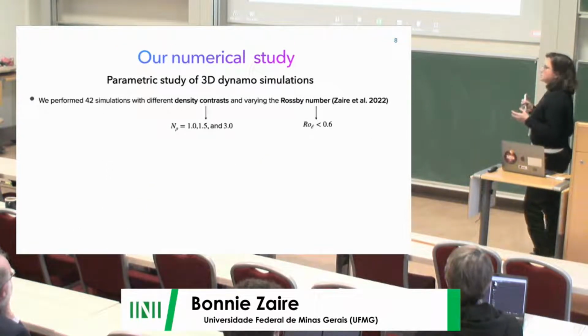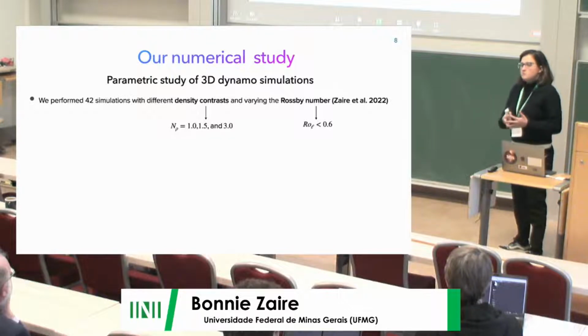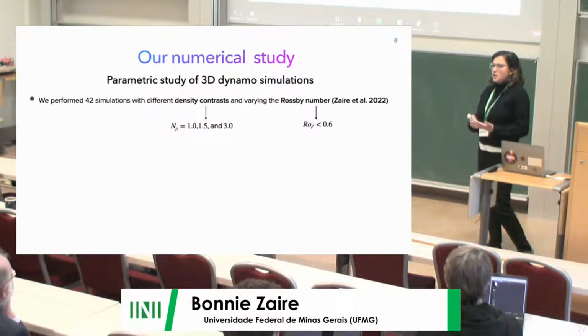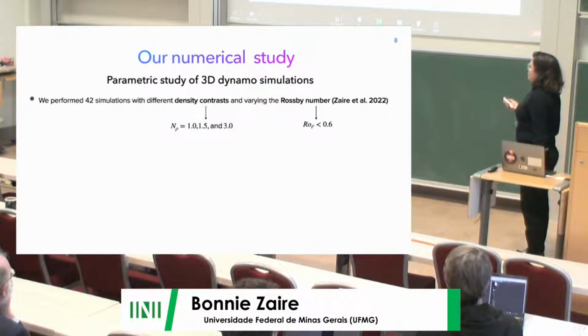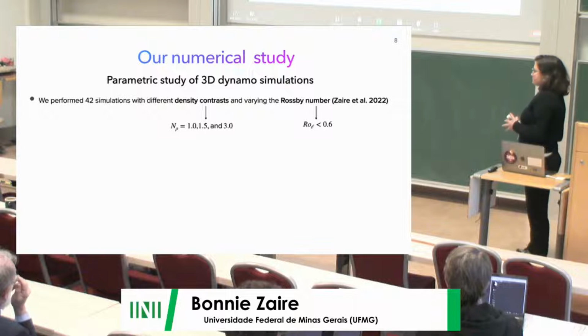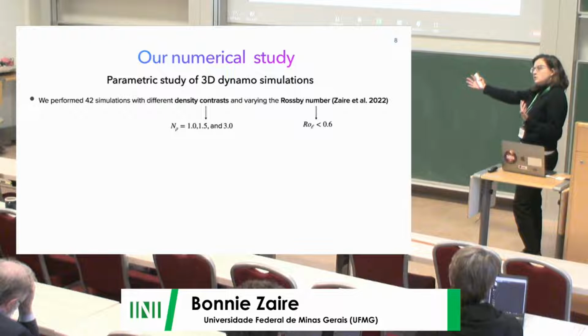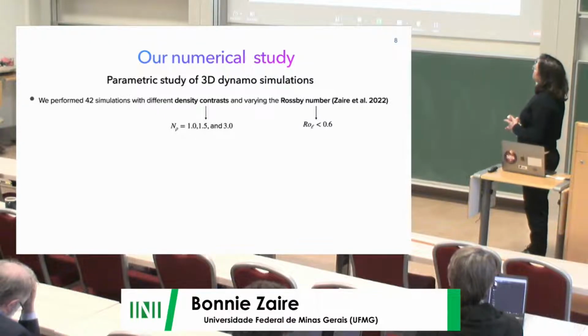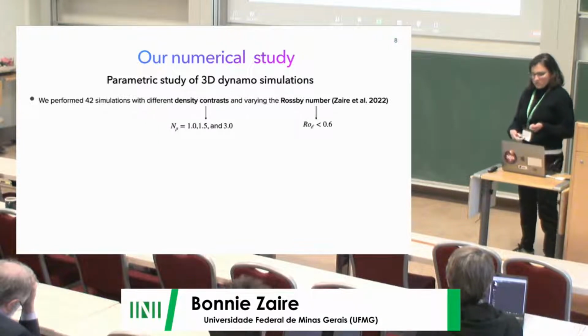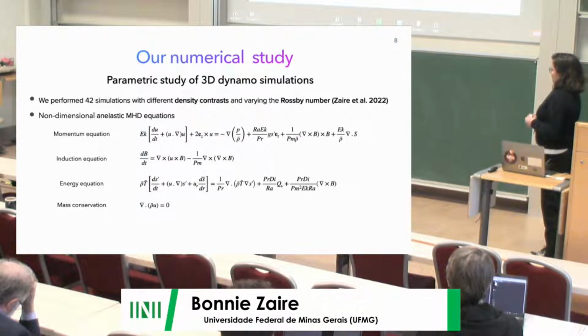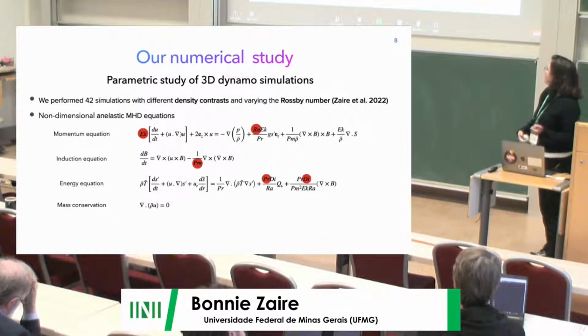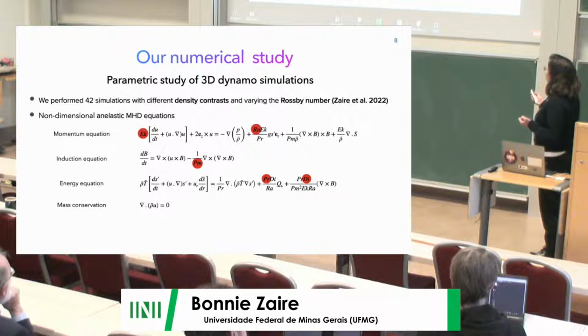So what we wanted to do here was to approach, with 3D dynamo simulations, the proposition of Melissa and collaborators and play around with this importance of the Lorentz force. We used the MagIC code to perform 42 simulations. We considered three different density contrasts in order to see how increasing stratification would also change our results, and we varied the Rossby number by increasing the Rayleigh number. So we solved the MHD equations, and we played with the Rayleigh number to vary the Rossby number.